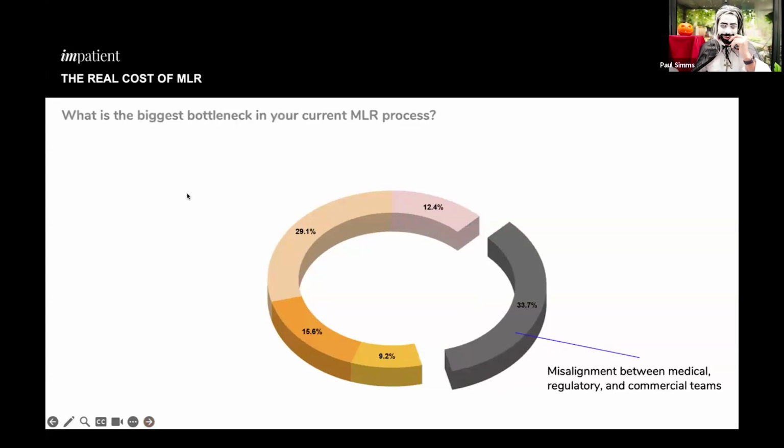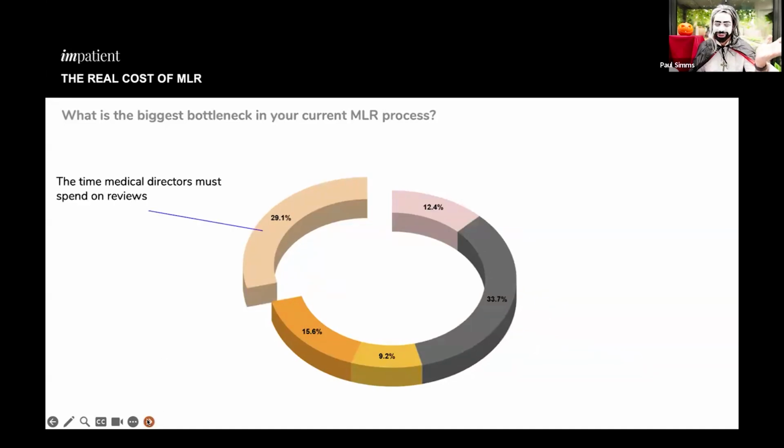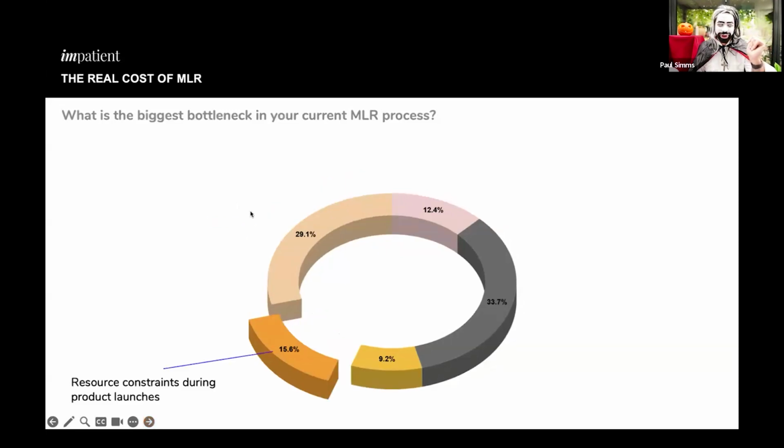So in order of biggest, misalignment is the number one between medical, regulatory, and commercial. Maybe no surprise there, but I think some of the other things might surprise you. The time medical directors must spend on reviews. I already alluded to that in my introduction. That's obviously a key factor.